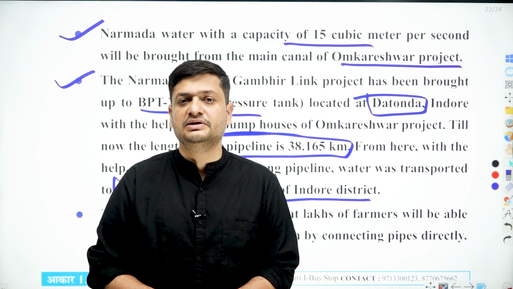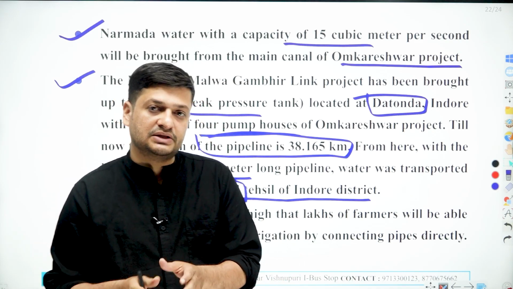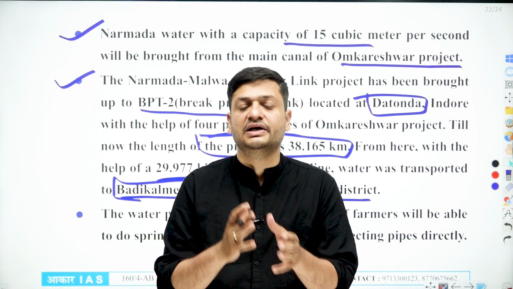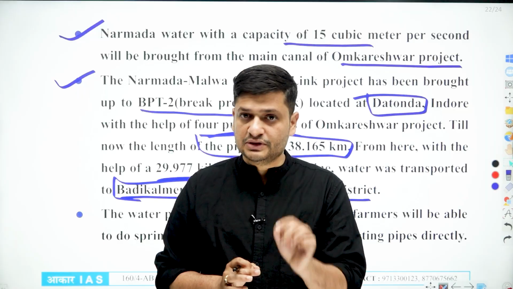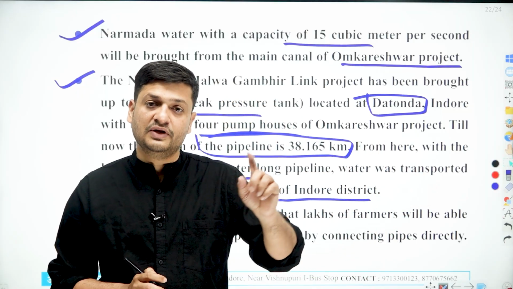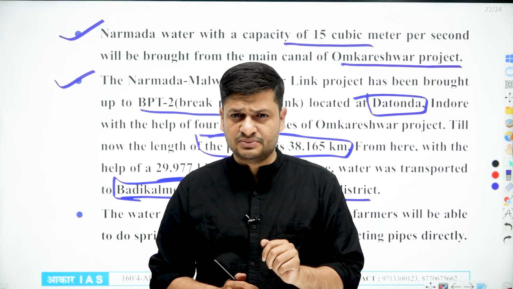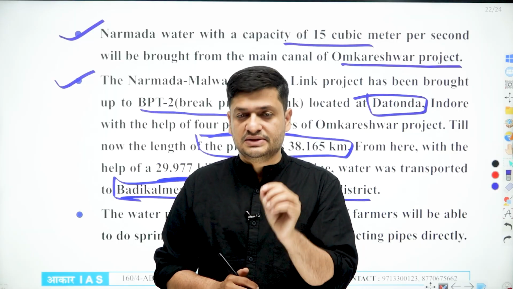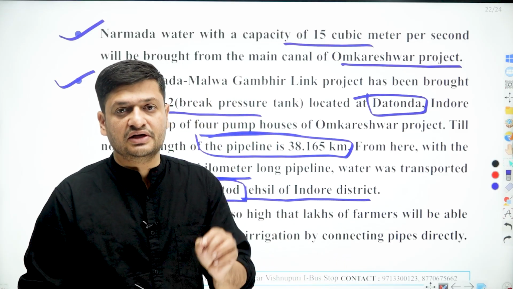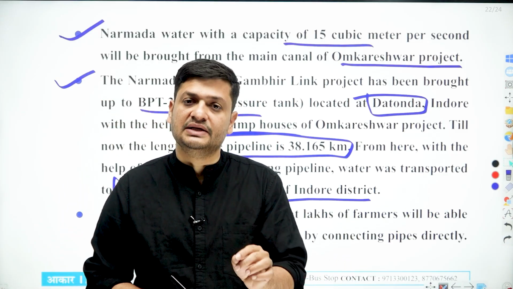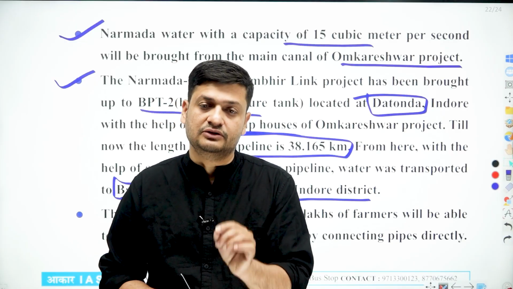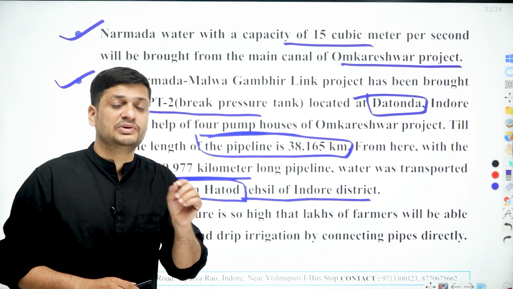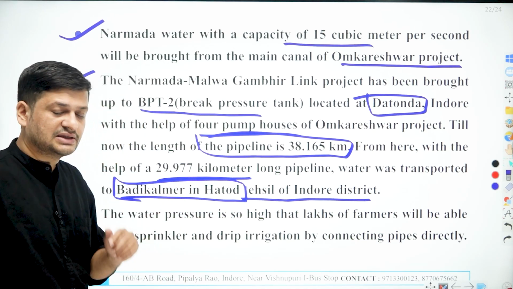And the water has been transferred to Badi Kalmer, the Sangam place of Narmada and Gambhir river. The Sangam place of Narmada and Gambhir river is Badi Kalmer. So please do remember, as the Sangam place of Narmada and Shipra, which has been asked in your examination, is Ujjaini, which is also located in Indore district. In the same way, the Sangam place of Narmada and Gambhir river is Badi Kalmer, which is located in Hatot Tehsil of Indore. Please do remember the name Badi Kalmer as well as Hatot Tehsil.